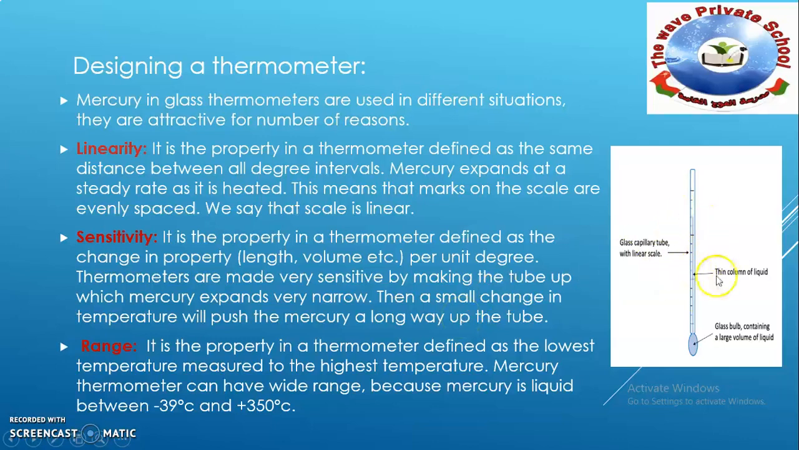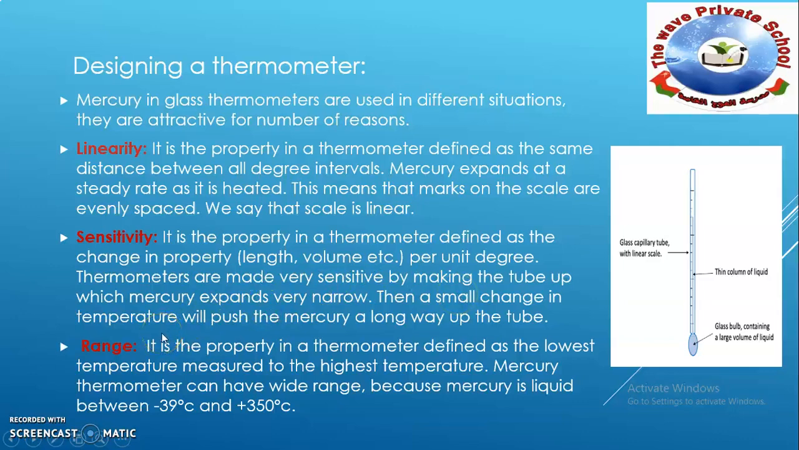So when we change the temperature, we will see that a small change in temperature will push the mercury a long way. If small changes in temperature happen, then the mercury changes a long way and will go up in the tube. So we can say that this is a good point for this glass thermometer or mercury thermometer.